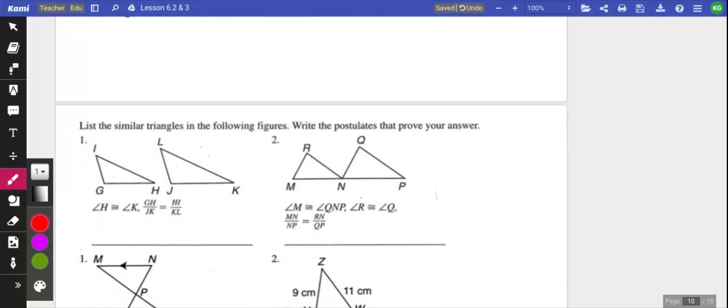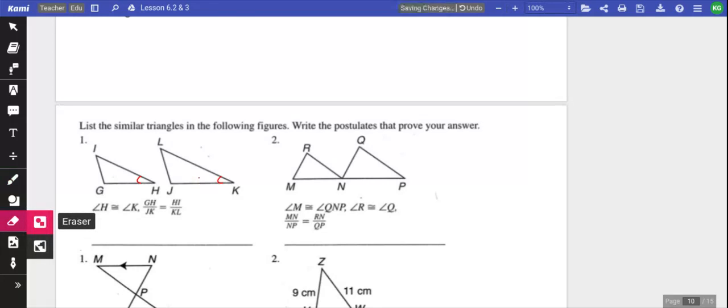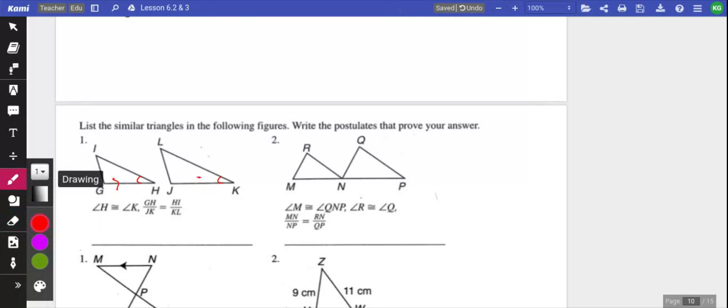So if I have H and K, and then I have proportional GH to JK, and we use the similar marks instead of the equal marks, so we do them like this. And then HI to KL, that would be similar. Triangle HGI is similar to KJL because of side, angle, side.